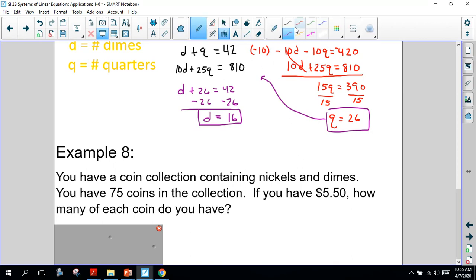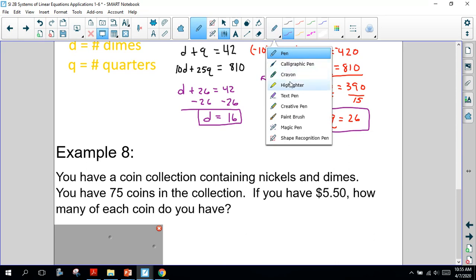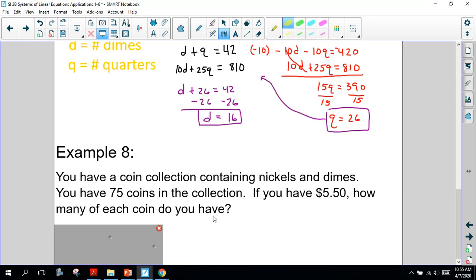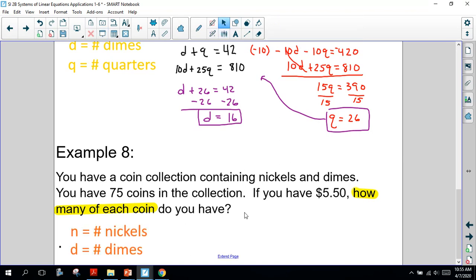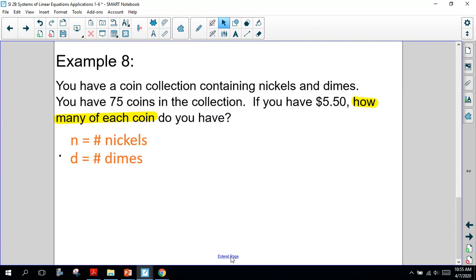So, taking a look at defining the variables at the beginning here, just like we did in that last one, it's asking how many of each coin do we have? So these are going to help me define my variable, and the coins they're talking about are nickels and dimes. So we are going to talk about variables of n and d, n being the number of nickels and d being our number of dimes.